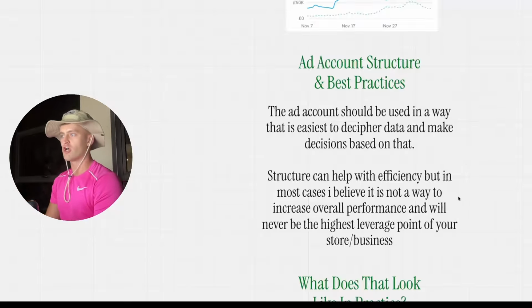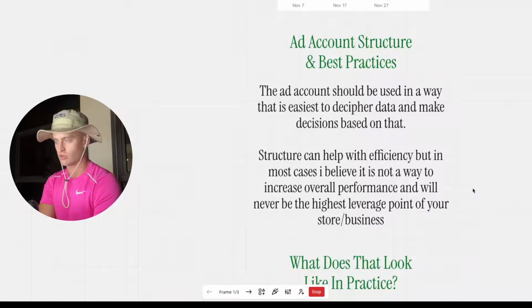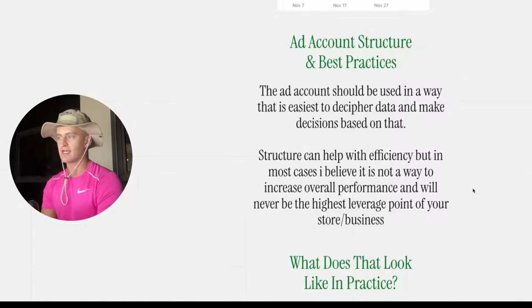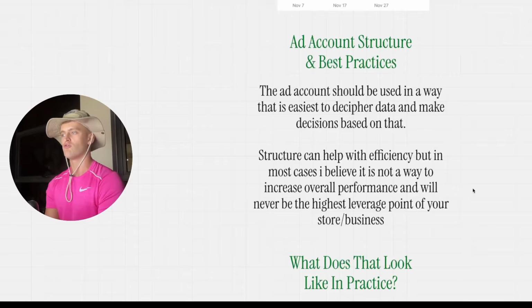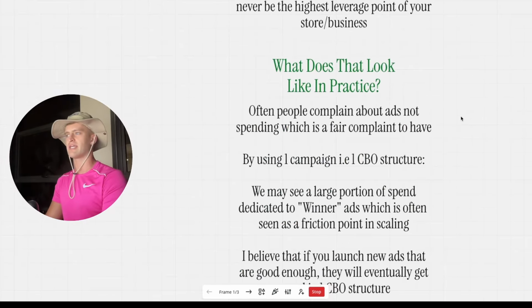So structure can often help with efficiency. So if you change from lowest cost to cost caps or bid caps, say you have a supplement brand where your NCAC is very important. Obviously, if you switch to a structure where you're restricting spend on bad days and allowing it to spend more on good days, it's overall going to improve your performance, but it's never going to be the highest leverage point of your business. Never ever, from my experience. So what does that look like in practice?